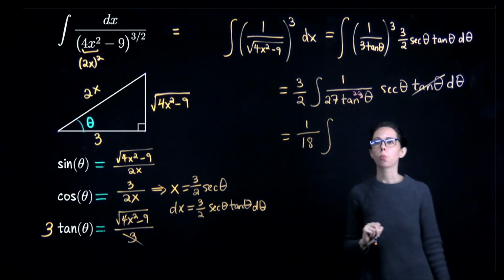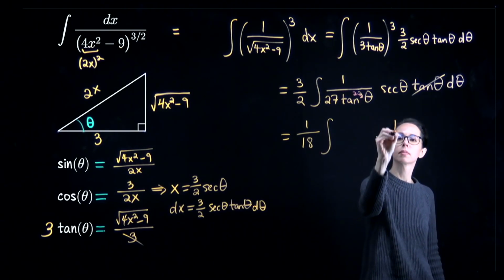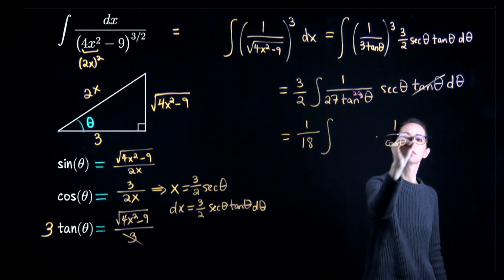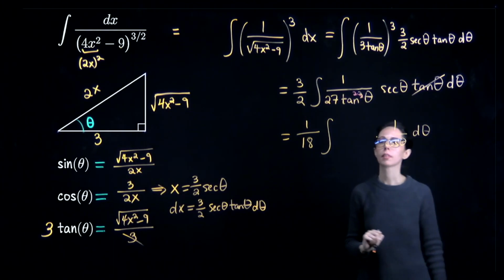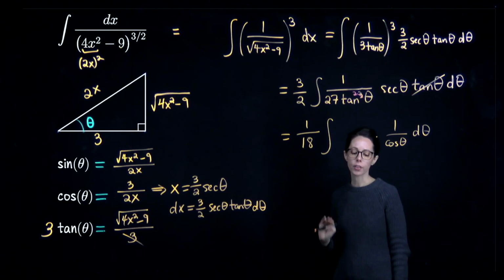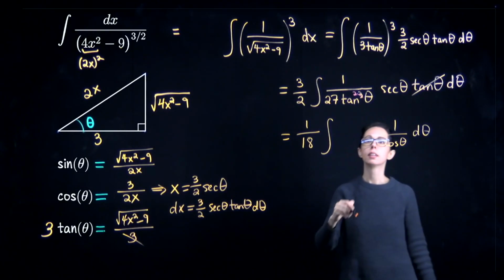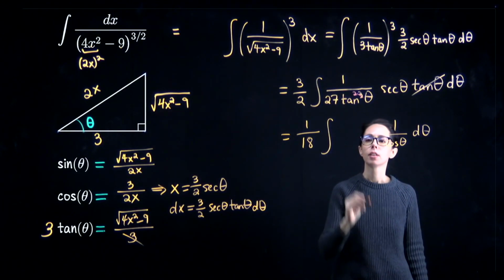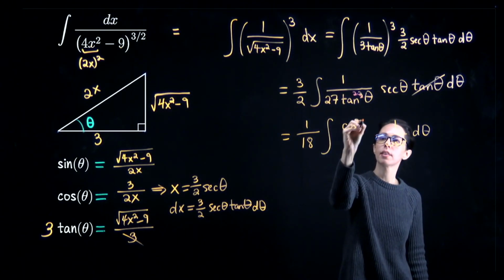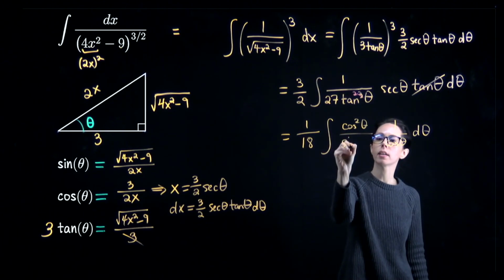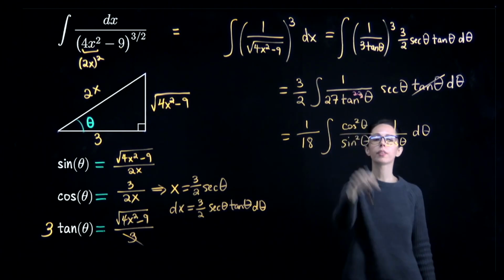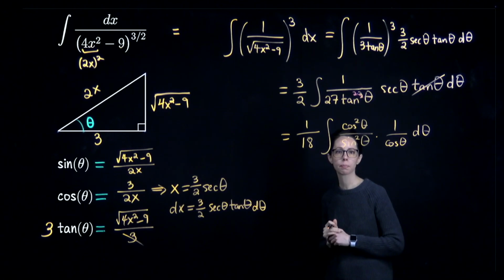Secant theta is 1 over cosine. Tangent theta is sine over cosine. So 1 over tangent theta is cosine over sine. In other words, this is cotangent. So we'll have cosine squared theta over sine squared theta. Okay, so this is equivalent. I just like this form better.